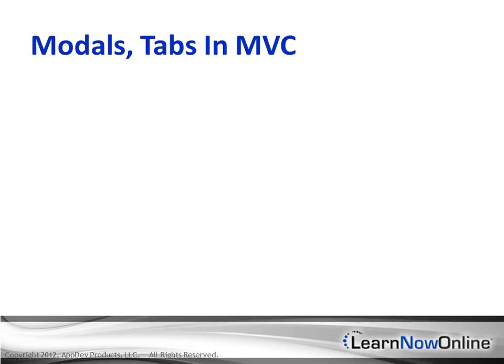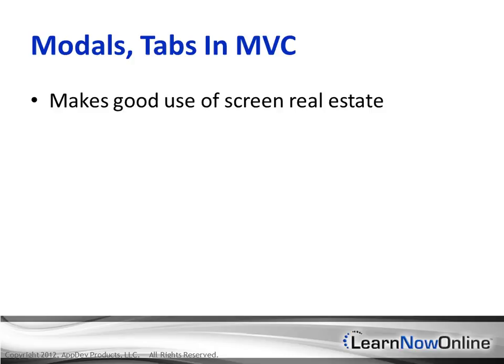If you want your MVC web application to really shine, you need to learn to make use of modals and tabs and other things like that within MVC, because these make good use of screen real estate as opposed to having to hop from page to page to page just to display a subset of information. For instance, you can have 5 or 6 or 7 tabs that can all contain a section of information that can be loaded on one particular view page by itself.